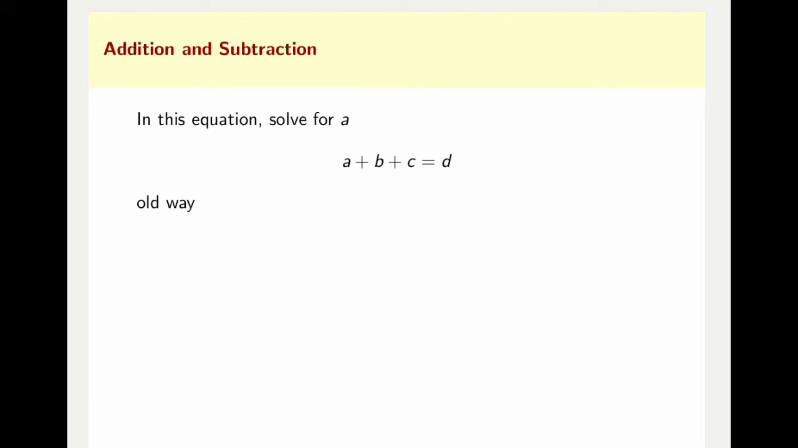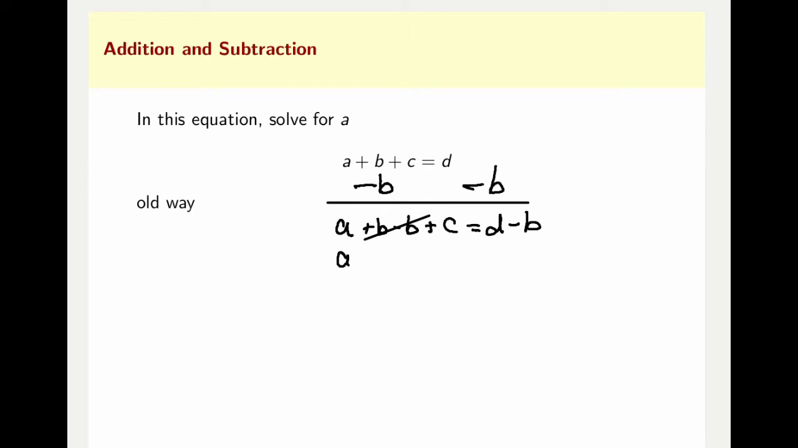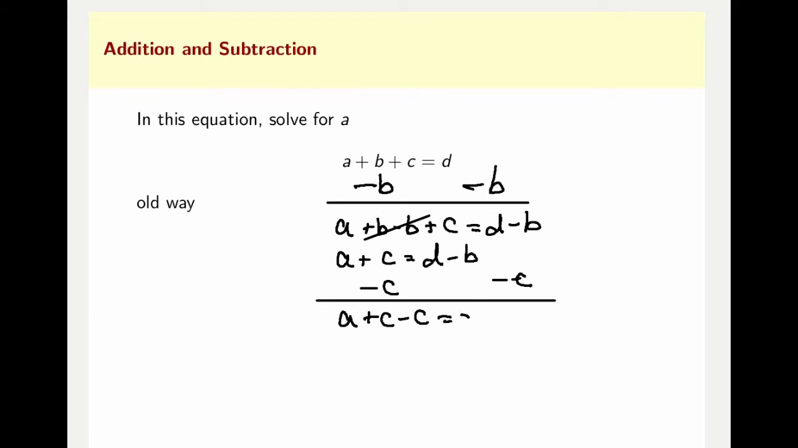So the way you've probably been shown to do this in the past is, let's subtract b from both sides. And so now we have a plus b minus b plus c equals d minus b. This cancels, becomes 0, so now we're left with a plus c equals d minus b. So now we still need to isolate a, so let's subtract c from both sides. And we get a plus c minus c equals d minus b minus c. These cancel, and I'm left with a equals d minus b minus c.